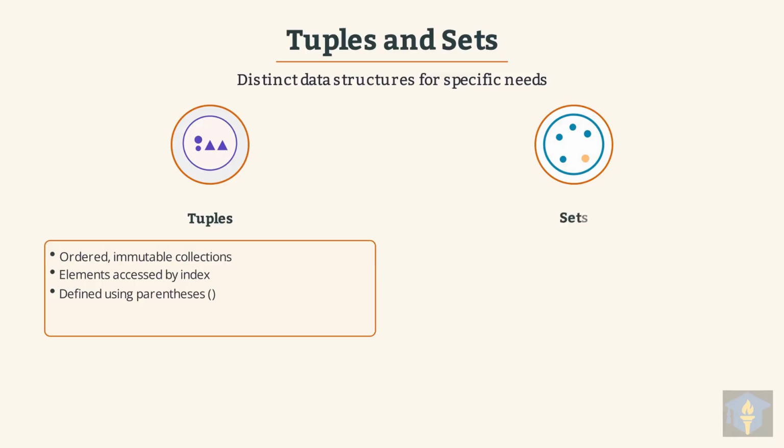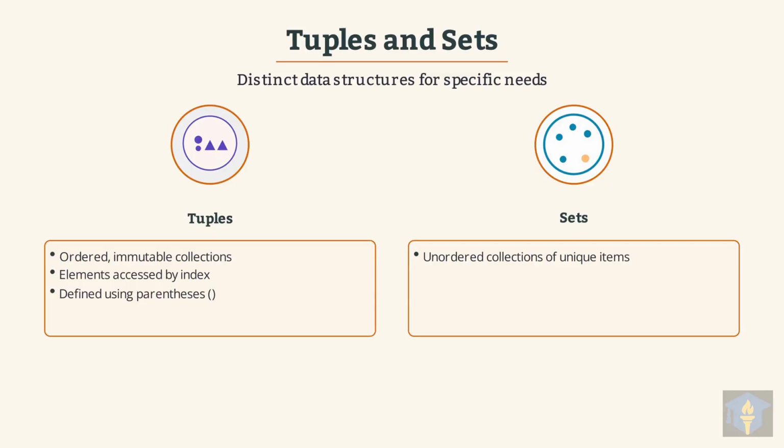Now, let's look at sets, a very different kind of collection. Sets are unordered collections, and critically, they only store unique items, automatically removing duplicates. Because they are unordered, indexing is not supported with sets. You cannot access elements by position. Sets are typically defined using curly braces, or by using the set function.